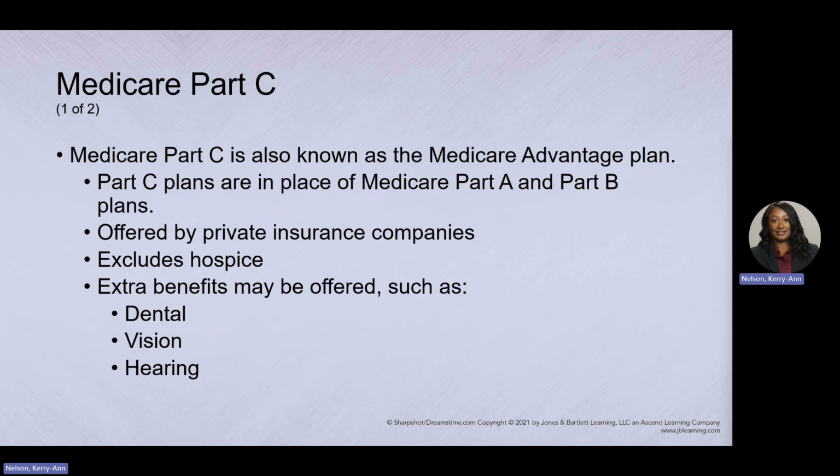Medicare Part C, which is also known as the Medicare Advantage Plan. Part C plans are in place of Medicare Part A and Part B. It is offered by private insurance companies and excludes hospice. Some extra benefits which may also be offered with this plan are dental, vision, and hearing.